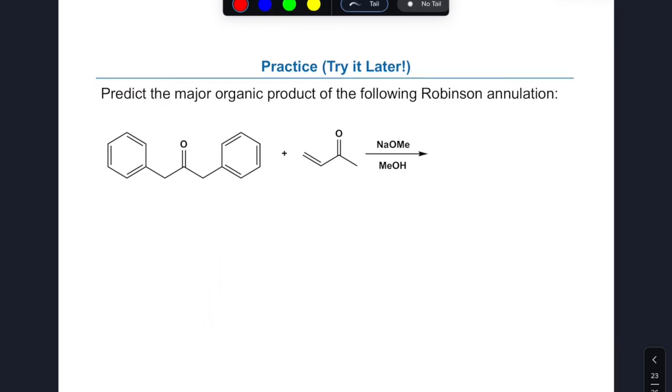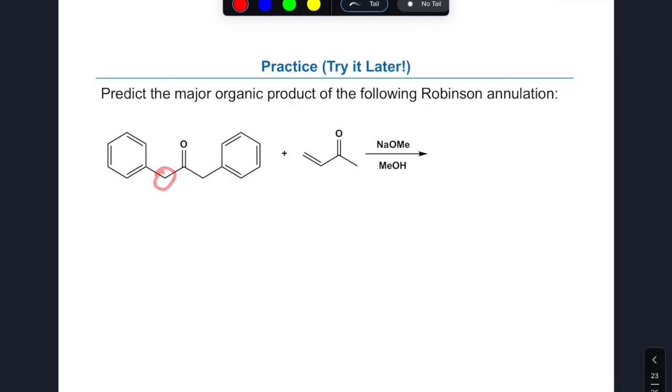Okay, for this one we are doing a Robinson annulation. What that means is we're going to be doing a conjugate addition reaction that requires us to have alpha protons to make an enolate, and we have one that's there and there, and we're going to do a nucleophilic addition to the acceptor. This is usually, the first addition is going to be to an alpha beta unsaturated system. Remember, Robinson annulation is actually both a Michael addition or conjugate addition and then an aldol condensation.